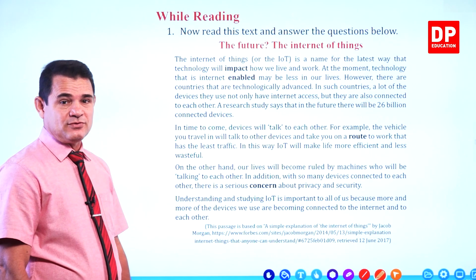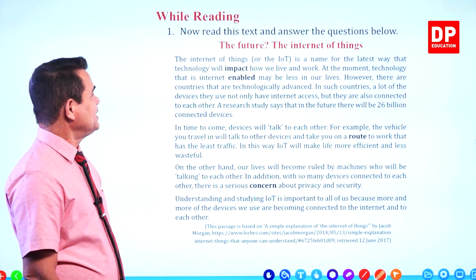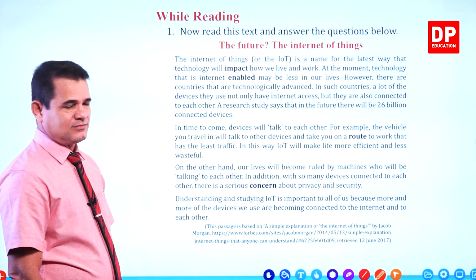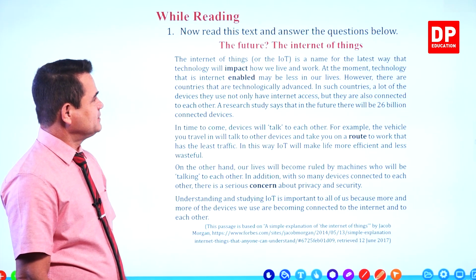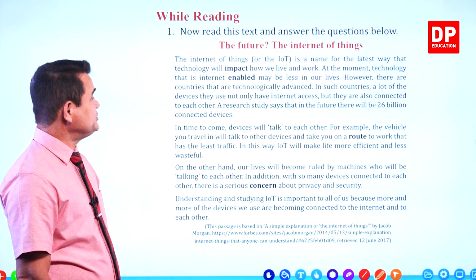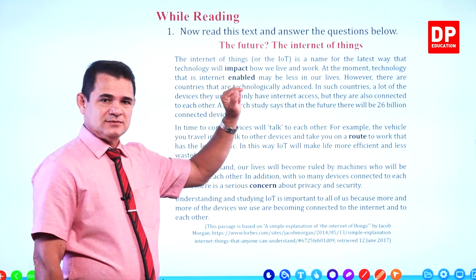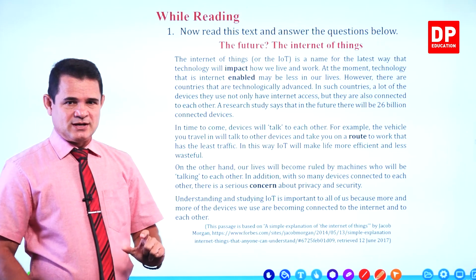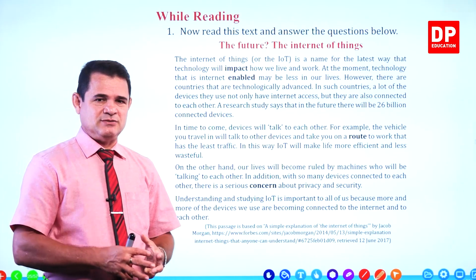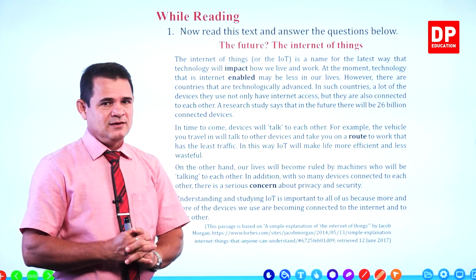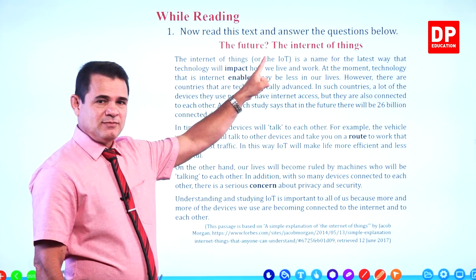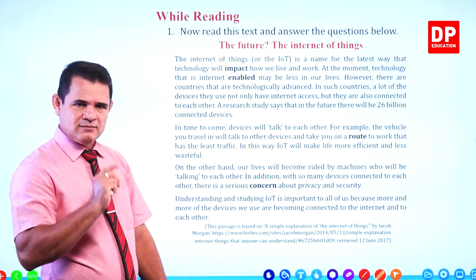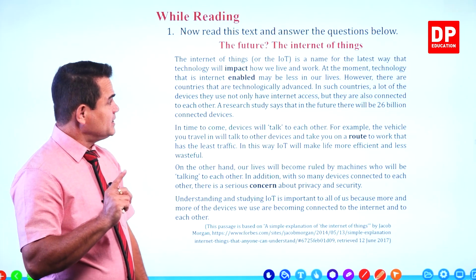While reading, now you are going to read the text. Now read this text and answer the questions below. The future, the Internet of Things, the future and question mark. Pay attention to the punctuation marks also when you read. Look, there is a question mark in the topic. The future, a question. The Internet of Things.